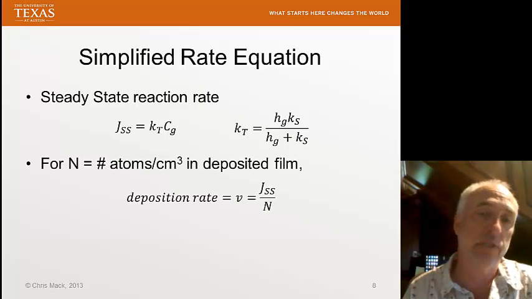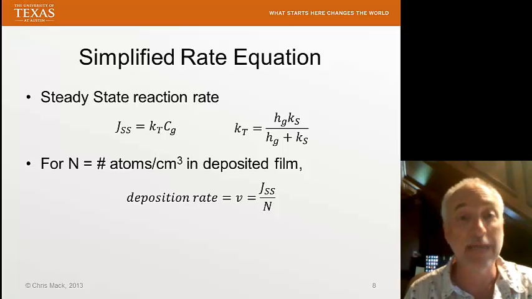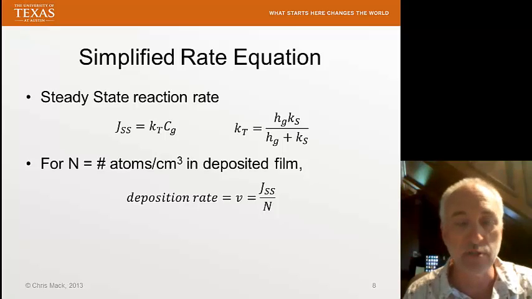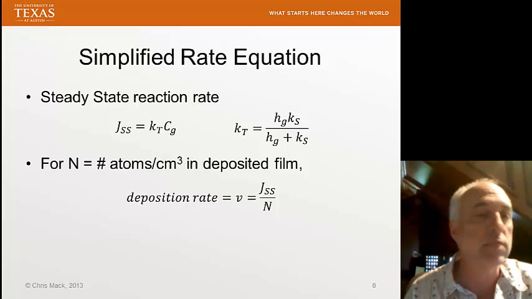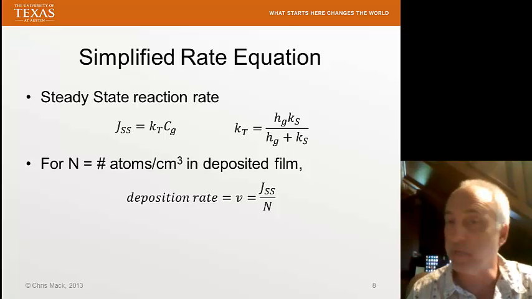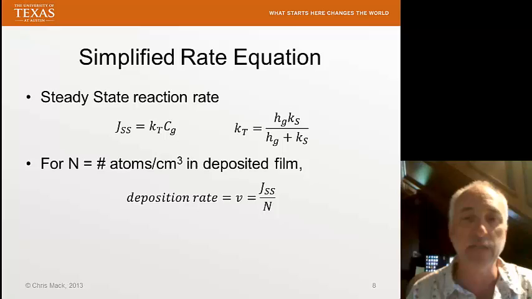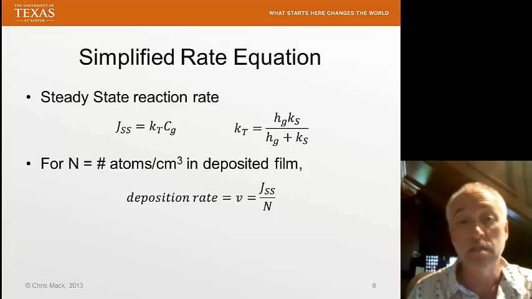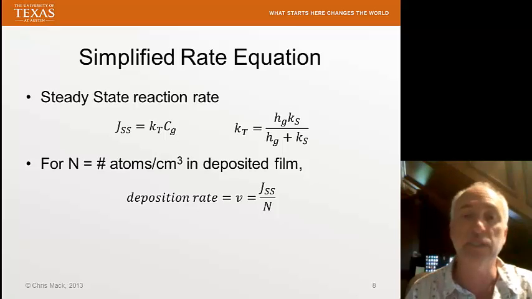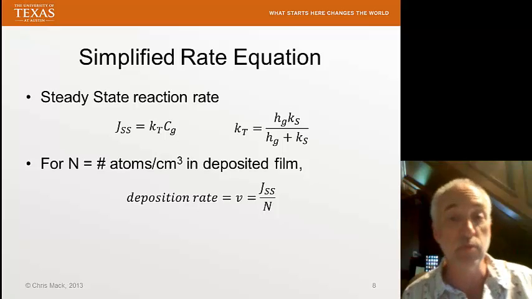Now, we want to turn this reaction rate, which is a flux, number of atoms per unit area per unit time, into a growth rate. What is the deposition rate, the rate at which the thickness of the film increases with time? To do that, we simply need to know the number of atoms per cubic centimeter in the deposited film. That's the atomic density of the film that's being deposited, and the deposition rate, V, is simply the steady state flux divided by this density, N. The deposition rate is measured in thickness per unit time, nanometers per second, or angstroms per minute, or whatever we feel is the best.